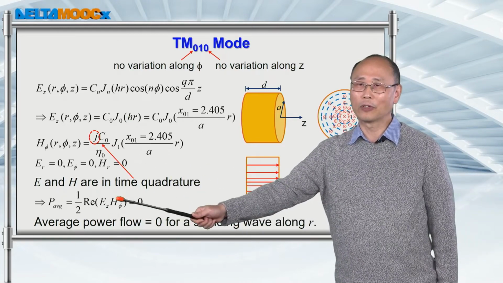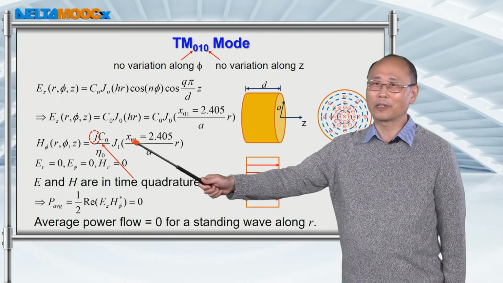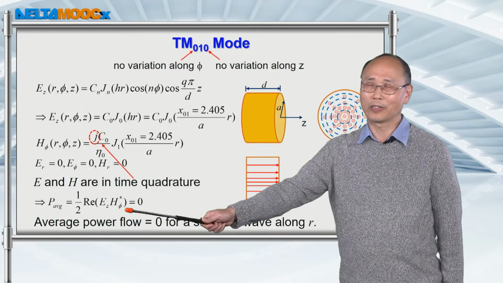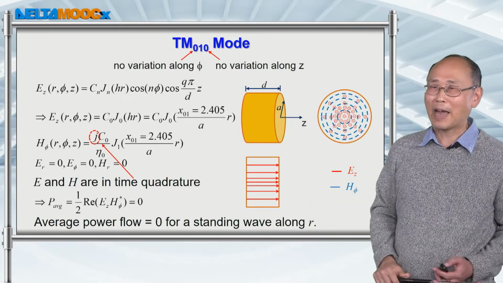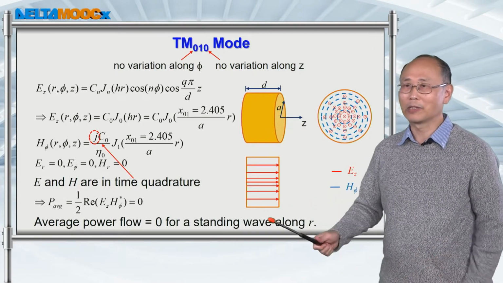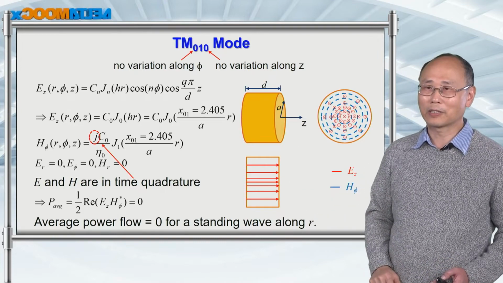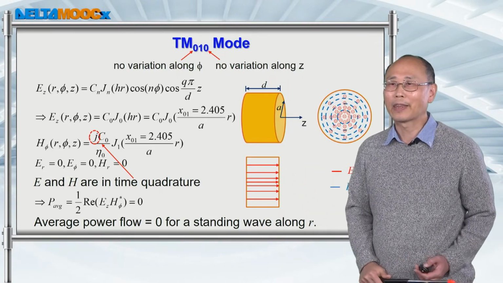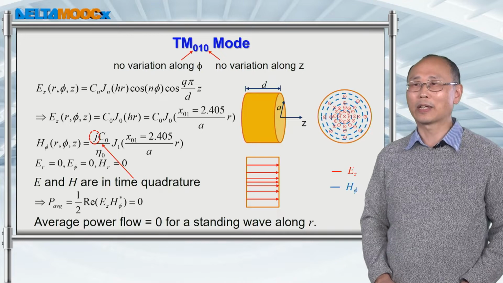Those are phasor field. Turns out that it's equal to 0 because if you multiply this with this, you don't have any real value from this calculation. So this means that there's no average power propagating along the radius direction. And this is expected because along this R direction, you have a standing wave. And a standing wave does not carry average power in any direction.